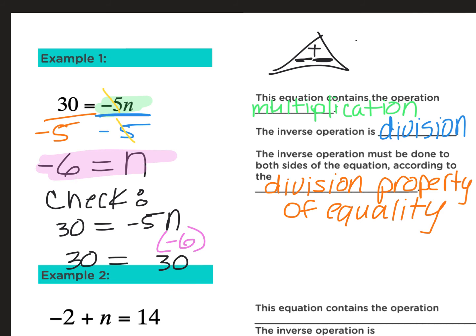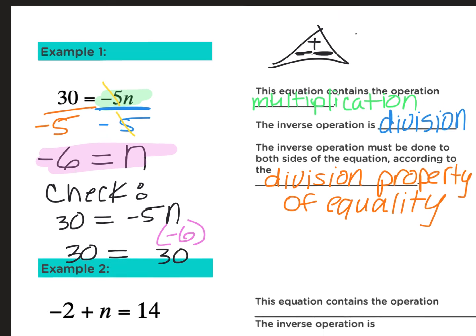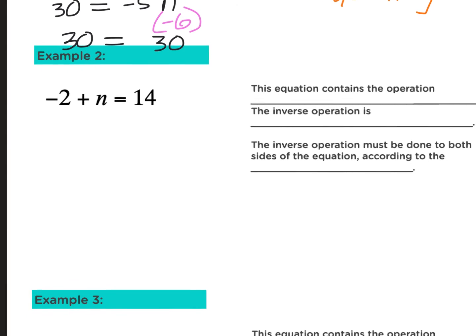All right, so any questions about number 1? So what operation do you have in there? What's going to cancel it out? Make sure you do it on both sides because math is fair. Is it okay? Anybody need me? I'm kind of looking. It looks like everybody's good to go. So we can go ahead and go to number 2.